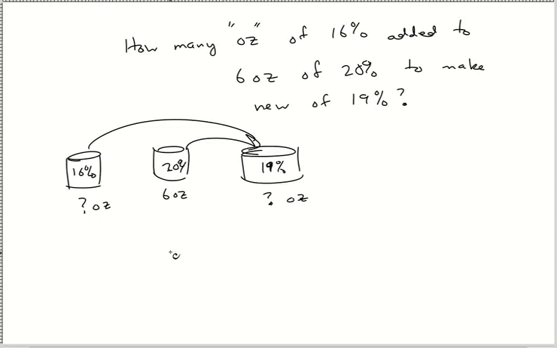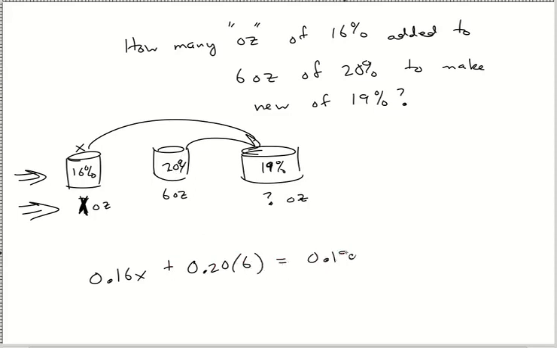And this is how I'm going to set it up. I have 2 different sets of numbers, 2 different rows here. I've got my percentages and I've got my ounces. So I've got 16%, and let's just call this x. X amount. X ounces. Something like that. And then I've got my 20% and 6 ounces. So I got 20% times the 6 ounces is equal to the 19%. And again, I don't really know what that is going to be.